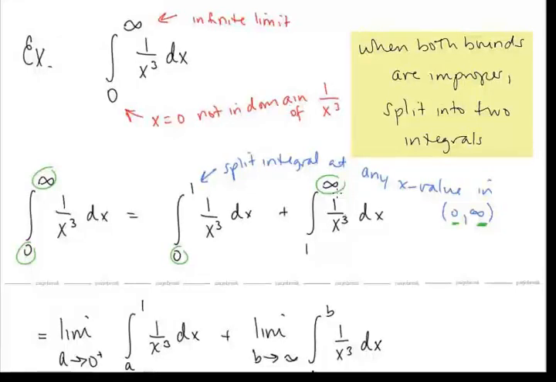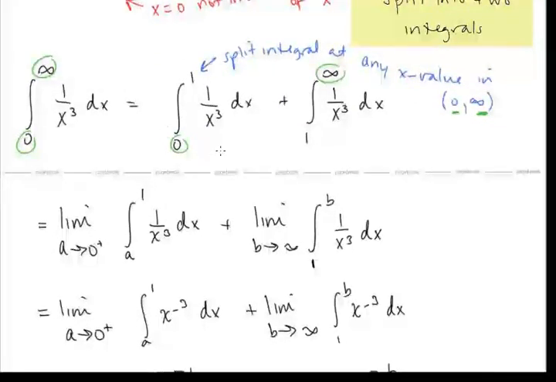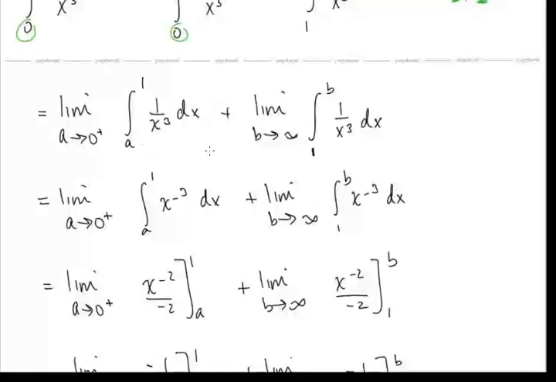Again, we're doing this because we don't want to have two improper bounds in the same integral. So if we separate this integral into integral 0 to 1 plus integral 1 to infinity, now we only have one improper bound in each. And again, you could split it up at any point in the original interval. Now that we're here, each of these gets treated as an improper integral. The first one we're pulling out limit a goes to 0 from the right, and we're putting in an a as a lower bound. For the second one, we put in a b, and we pull out limit b goes to infinity. Now, we solve each of these integrals, as usual.